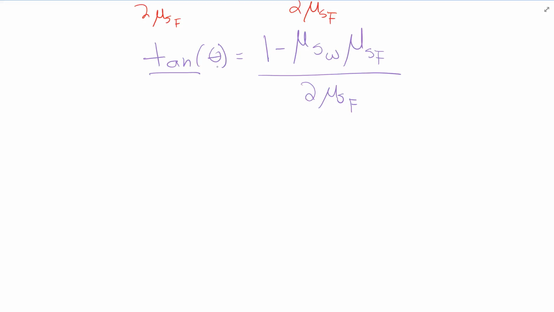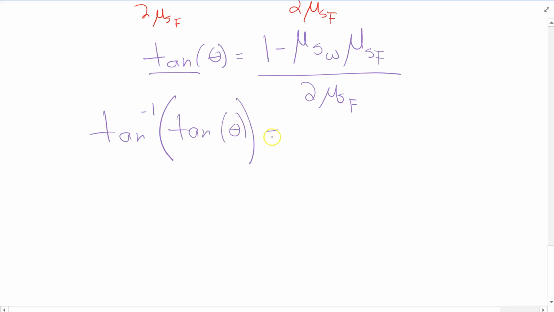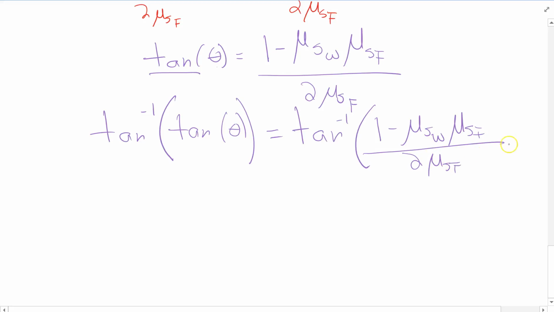So what I'm going to do is take tangent inverse of tangent theta. And what I do to one side, I must do to the other. So that means I have to take tangent inverse of 1 minus mu static wall times mu static floor divided by 2 mu static floor. The nice thing is that all of these terms in here are numbers. They gave us those numbers. We know that mu static wall is 0.3 and mu static floor is 0.4. So I could substitute in there and figure out the number.